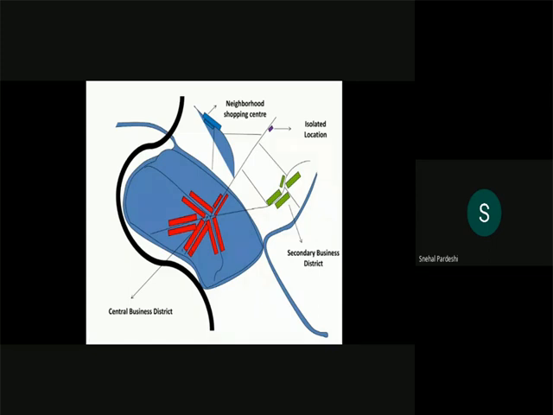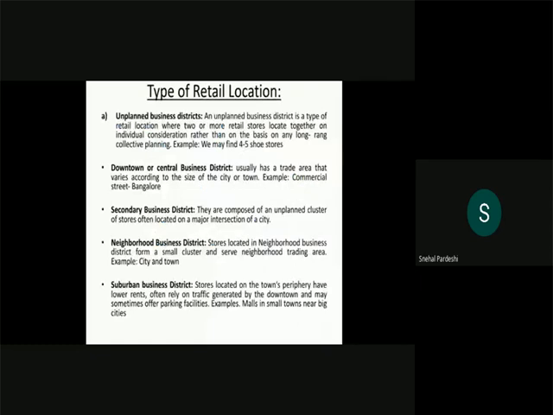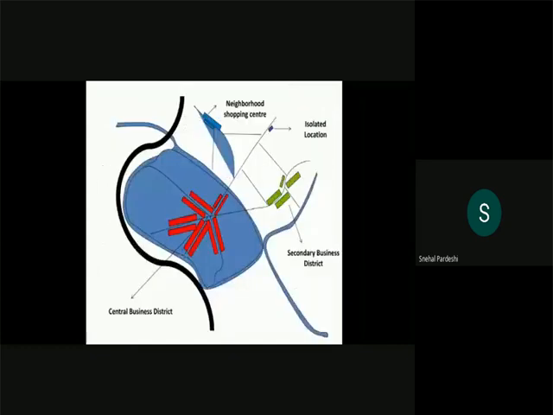Next we have neighborhood business districts. These are stores located in the smallest clusters, serving a small trading area, for example a town away from the bigger city or district. Even there, people find the same type of culture they find in the major cities.